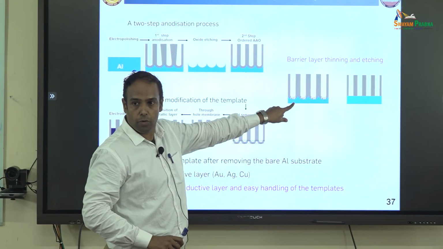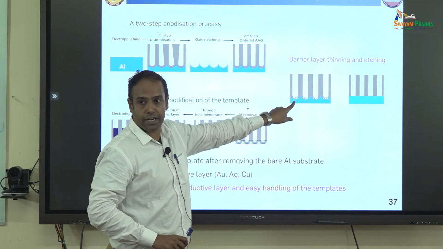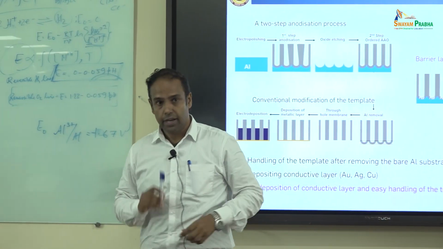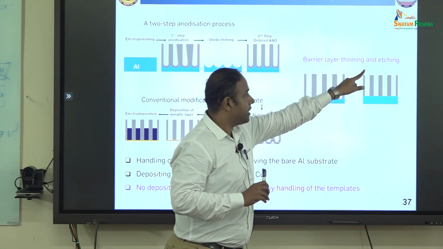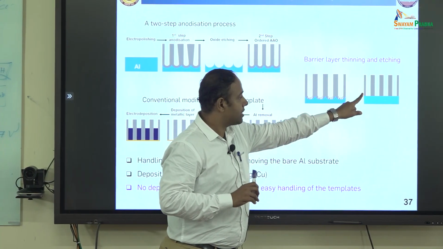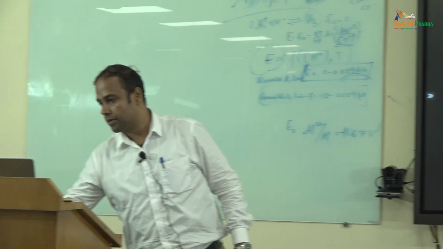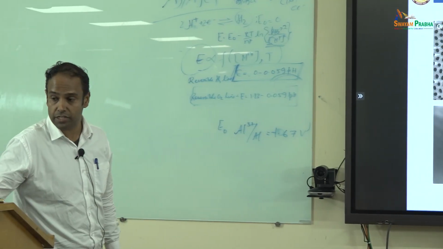What did we do? We took it from here. We did not go for removal of aluminum. We created cracks in these bottom pores, which gives me the electrical conductivity. If that gives me the electrical conductivity, basically aluminum is contacted. Now, I can deposit whatever I want into the system. So, this is how we produced nanoporous alumina.